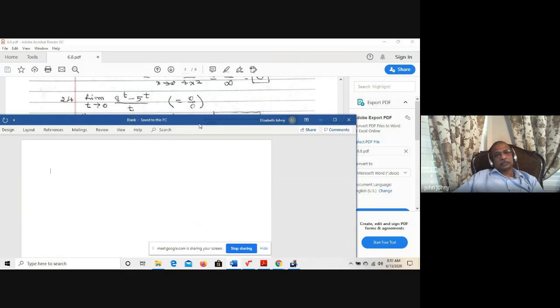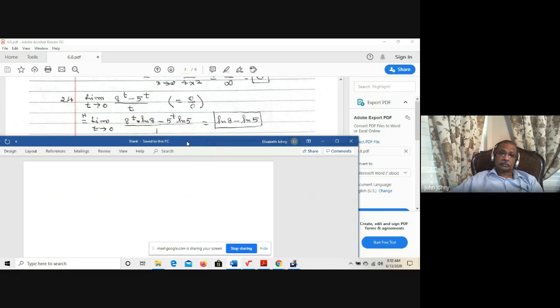Limit t approaches 0, 8 to the power of t minus 5 to the power of t divided by t. Substitute t equal to 0. Numerator: 8 to the 0 is 1, 5 to the 0 is 1, so 1 minus 1 is 0. Denominator is 0. So you may apply L'Hopital's rule.